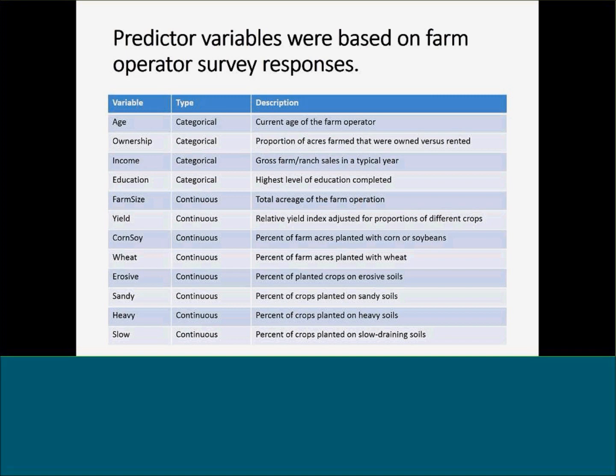So we had characteristics of the farm operation and the operator, the age of the operator. Was the operation primarily owned or rented? What's the income? What's the education of the operator? What's the size of the farm operation? We asked some yield questions, and we put those together to come up with a relative yield index, information about how much corn, soy, and wheat are being planted, and also some other questions related to soil characteristics, erosive soil, sandy soil, and other types of soil characteristics.